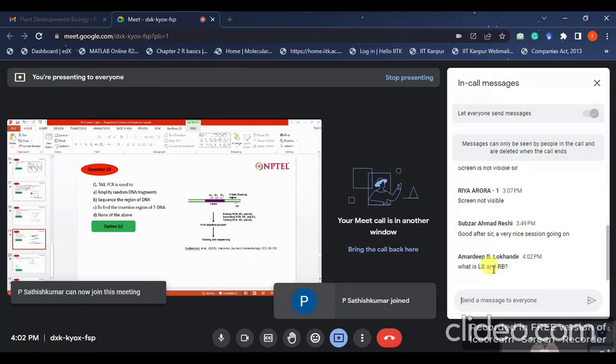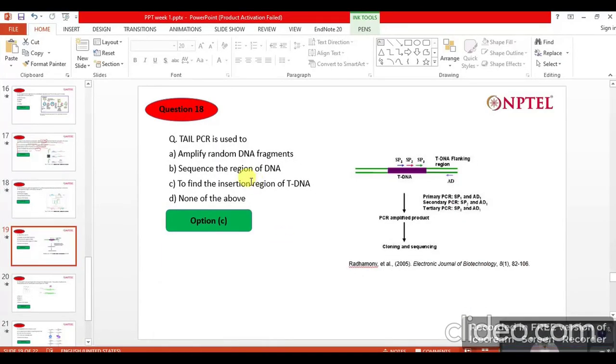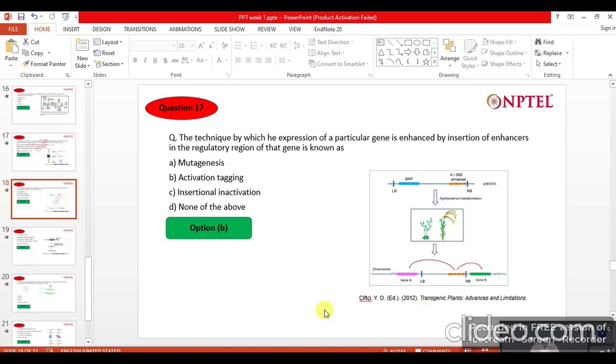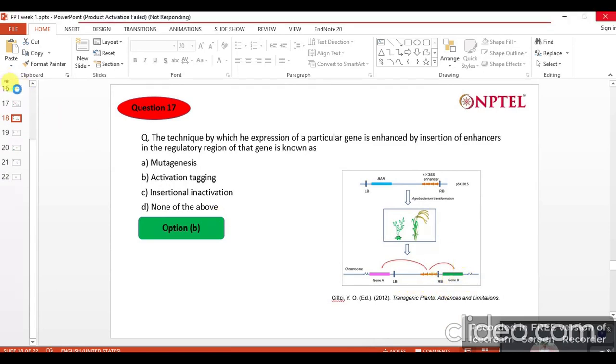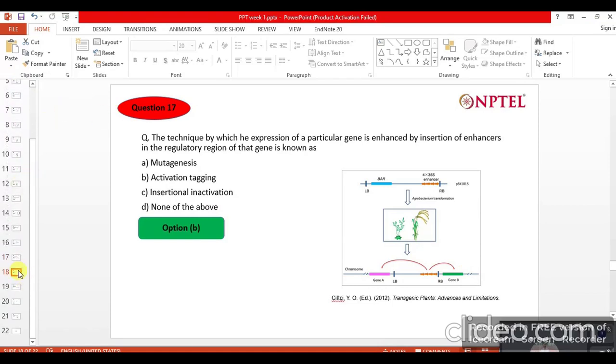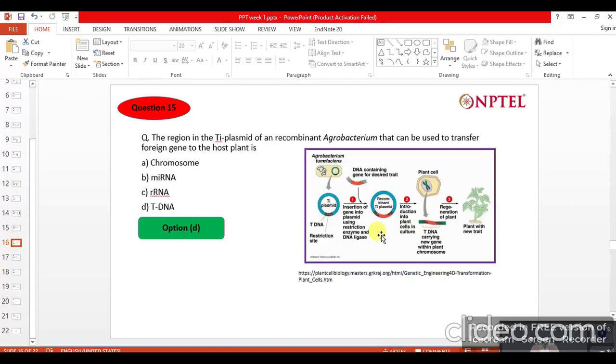Okay, so Amardeep has asked a question. What is the LB and RB in this? Yes, in this case, we have mentioned it in the agrobacterium, right? So in that question, if we go back, is the screen visible to question number 15? Yes, sir.